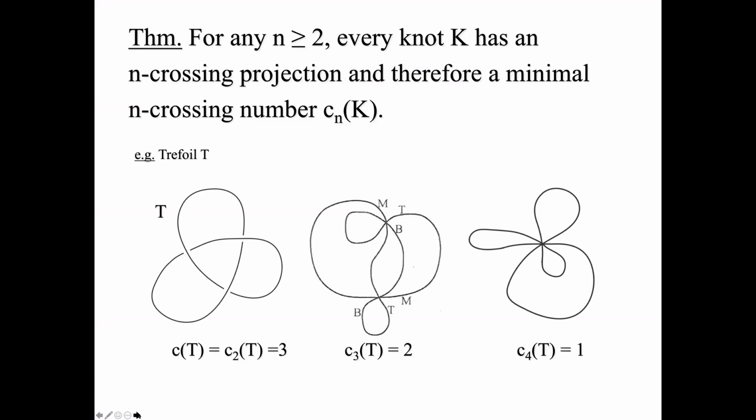And in fact, its quadruple crossing number is 1. Okay, so you can actually get a projection with just a single, what I call a multi-crossing at the center. And so this is the quadruple crossing number for, in fact, the trefoil knot.